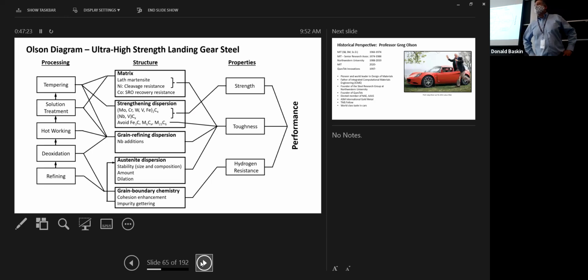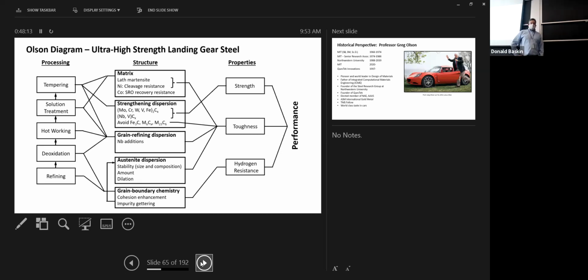Okay, the Olson diagram. So we're running out of time here. This is a real world Olson diagram. This isn't just the kind of graphic I showed you, the sort of abstract version of this. It's a real diagram for a high strength steel. On the left here are the different processes: refining, taking oxygen out of steel, hot working it, solution treating, tempering. And then the different microstructures that you can have within a steel. There's the matrix material that can be like a martensite, it could be an FCC austenite, it could be BCC ferrite. The strengthening dispersion, these different precipitates that you can get in steel. Niobium is an interesting one.